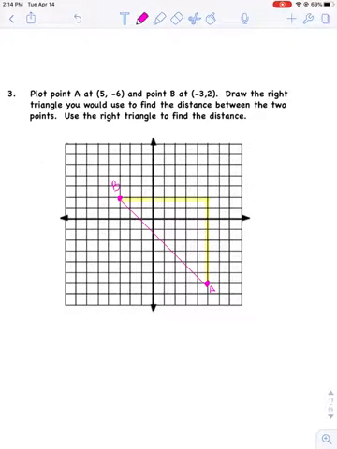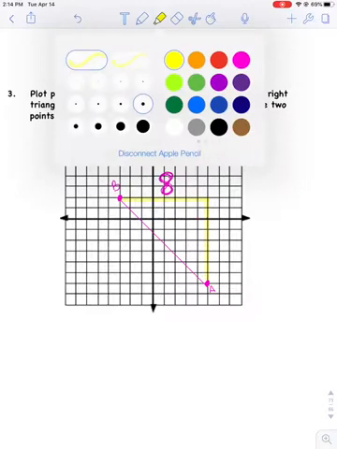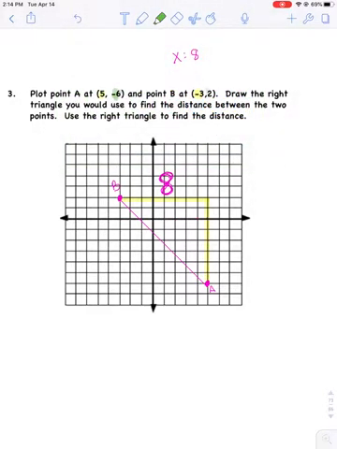So I basically want to find out how far away the x's are from each other and how far away the y's are from each other. The x's, I see that those are 5 and -3, so those are 8 apart. That means that this side of the triangle is 8, the horizontal distance. The y's are -6 and 2, so the y's are also 8 apart. That's this distance. That's the vertical distance.